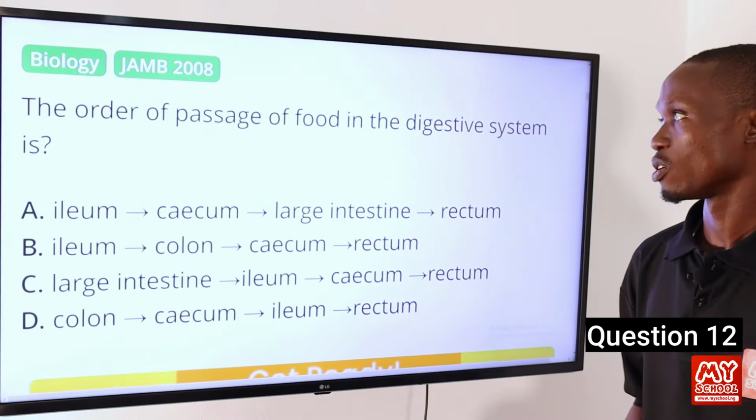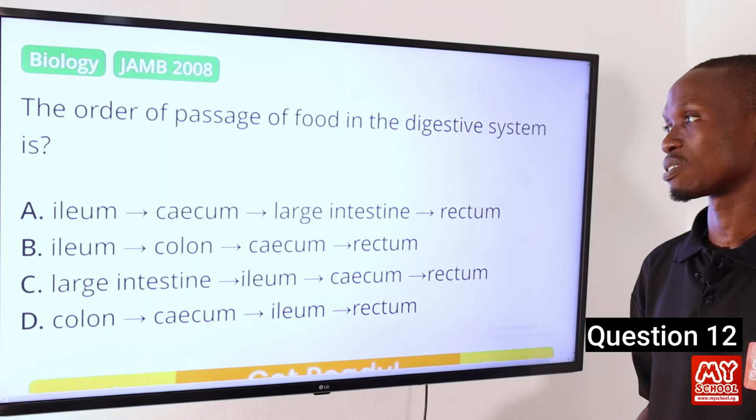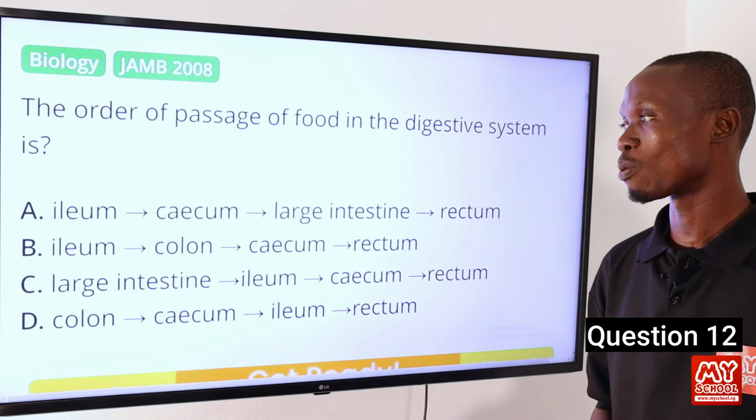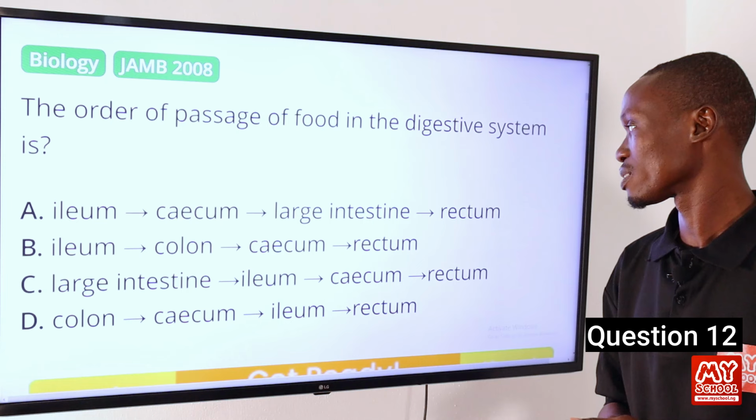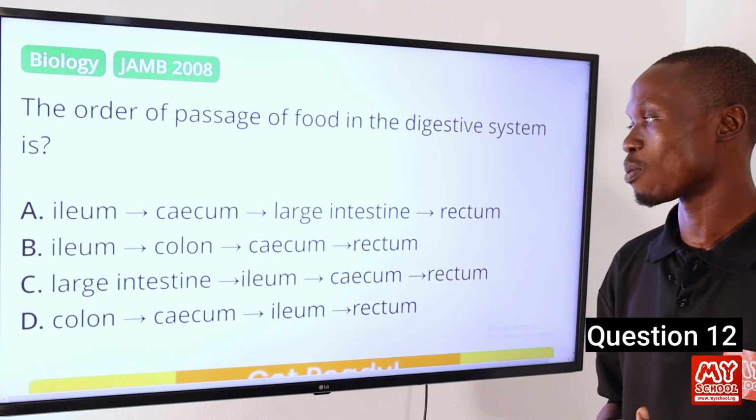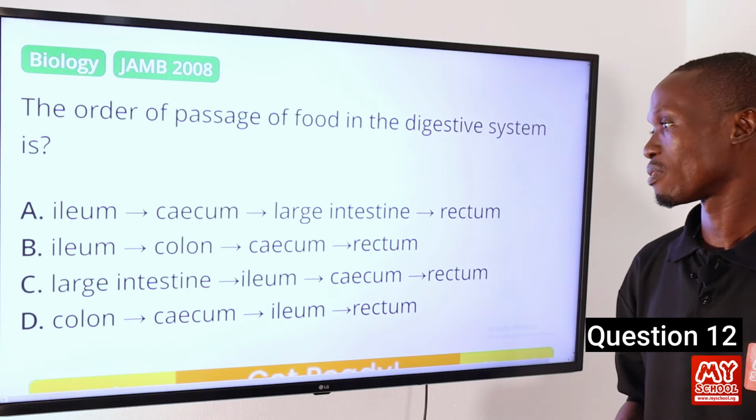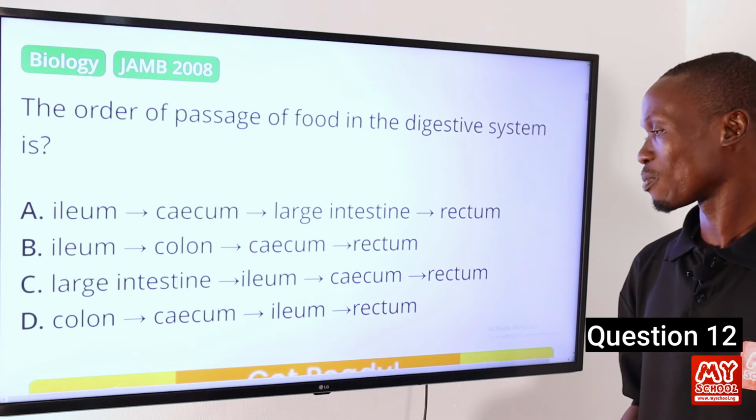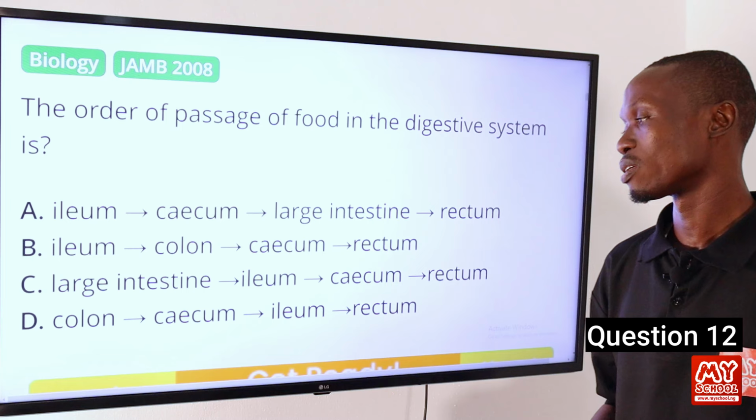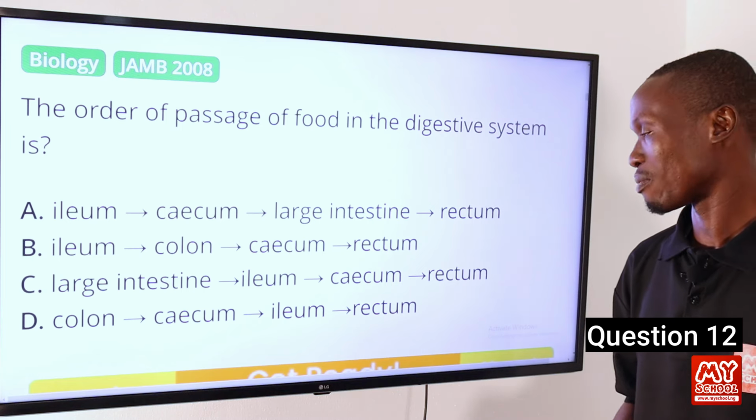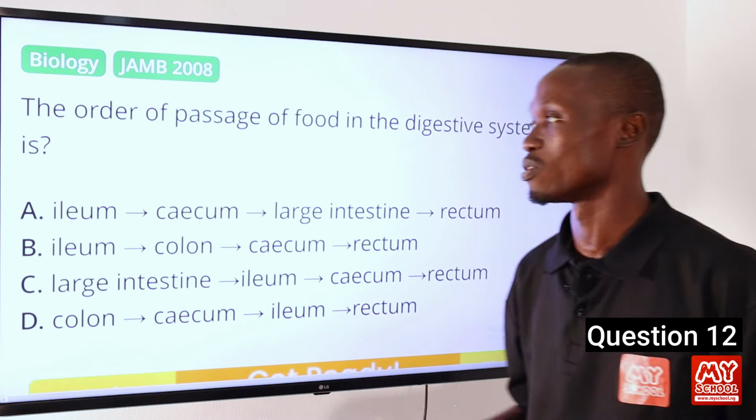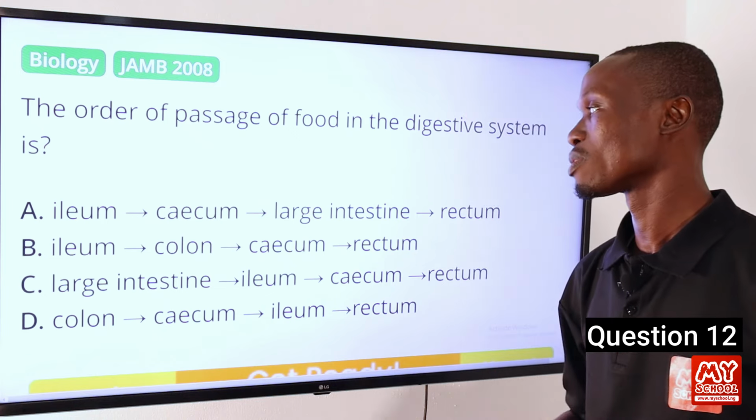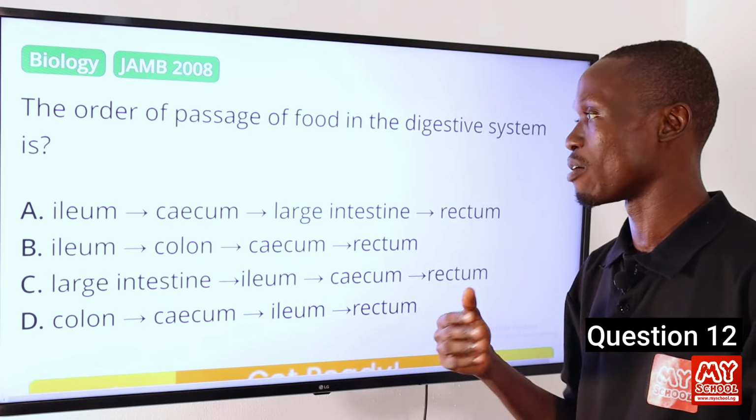Question 12. The order of passage of food in the digestive system is A, ileum, cecum, large intestine and rectum, B, ileum, colon, cecum, rectum, C, large intestine, ileum, cecum, rectum, D, colon, cecum, ileum, and rectum. So the answer to this question is option A, ileum, cecum, large intestine, and rectum.